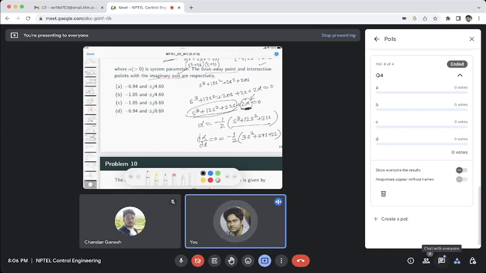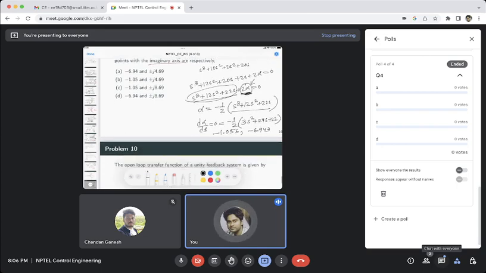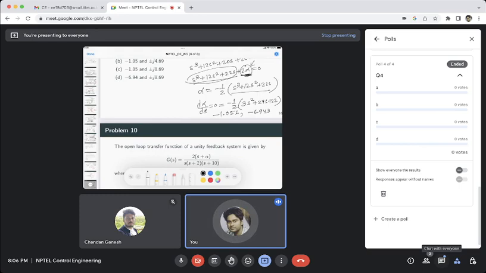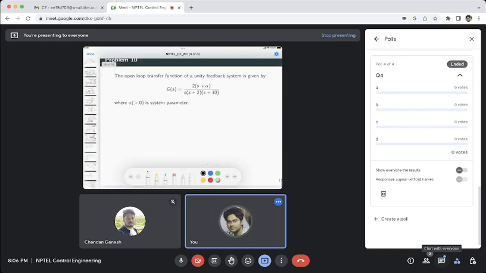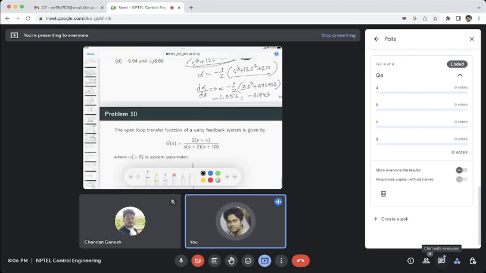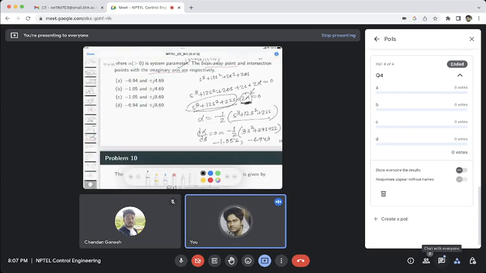So one point is minus 1.0565 and another is minus 6.943. Okay, now we also need to verify which of these two points actually lies on the root locus. We will do that here. We will roughly plot the root locus also. So this will be the part.